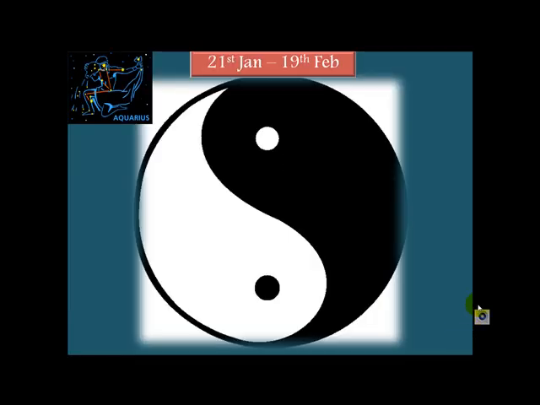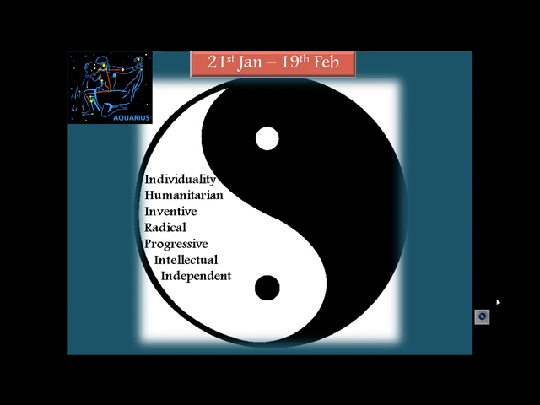Now we come to Aquarius, the 21st of January to the 19th of February, and they are individuals, humanitarian, quite inventive and radical, progressive, intellectual and independent. They can also be, on the negative side, quite detached, erratic, cold, eccentric, stubborn, unpredictable and rebellious.